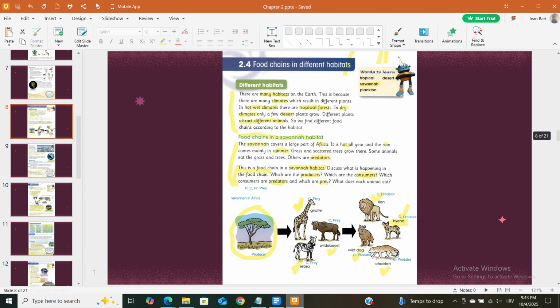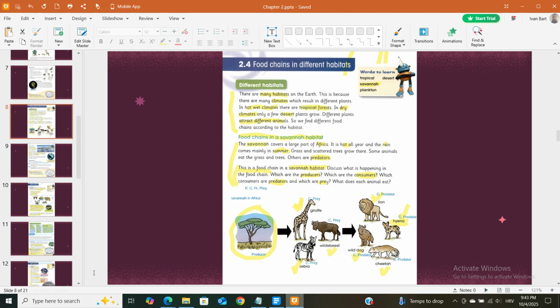2.4 Food chains in different habitats. There are many habitats on the Earth. This is because there are many climates which result in different plants. In hot, wet climates there are tropical forests. In dry climates only a few desert plants grow. Different plants attract different animals. So we find different food chains according to the habitat.